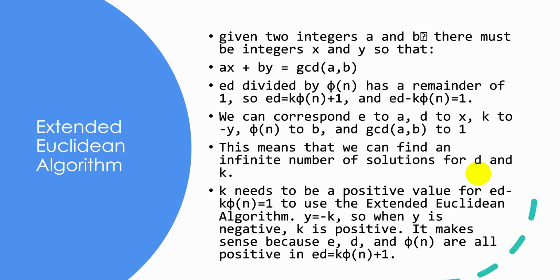Also, k needs to be a positive value for ed minus k phi n equals 1 to be able to use the extended Euclidean algorithm. Because y equals negative k, so when y is negative, k is positive. This makes sense because ed and phi n are all positive in ed equals k times phi n plus 1. Because originally it said ed divided by phi n has a remainder of 1, so when ed and phi n are all positive, k should be positive as well, because k is the answer of the division.